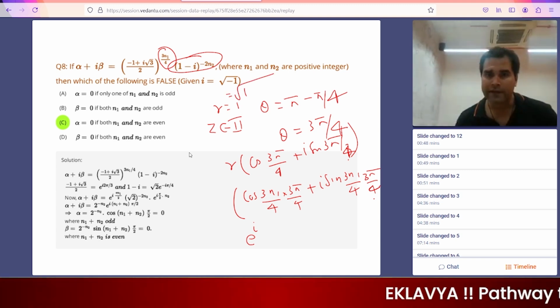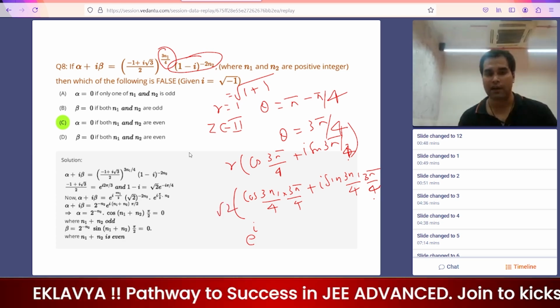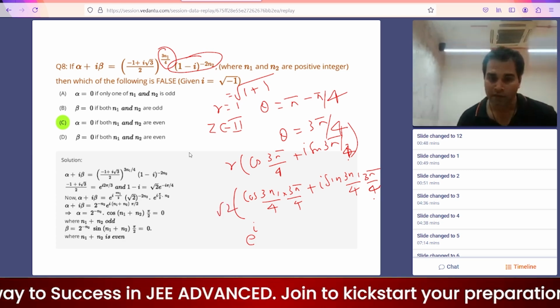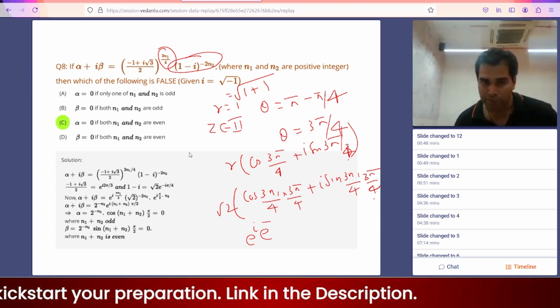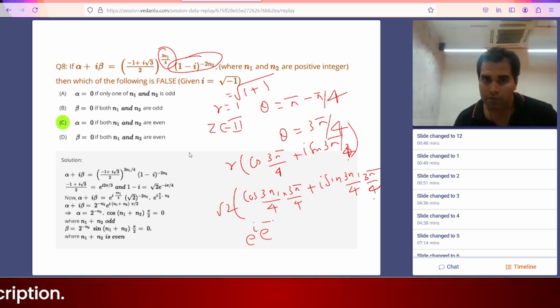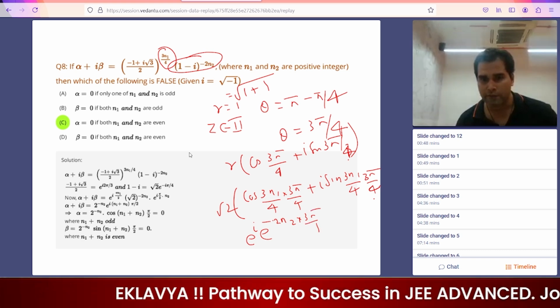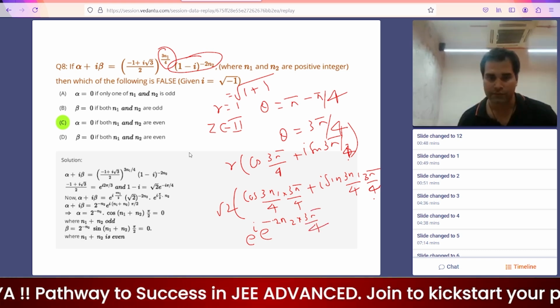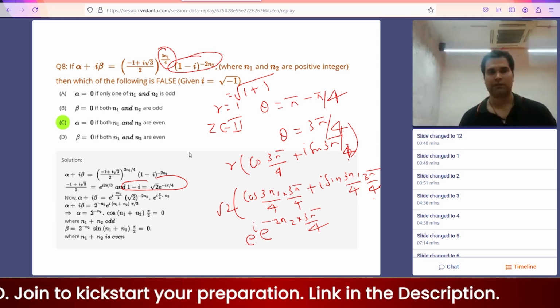Here r is the root of real part squared plus imaginary part squared. This means r is root 2. Root 2 times e raised to the power of minus i times 3 pi by 4. This means 1 minus iota is also written like this.